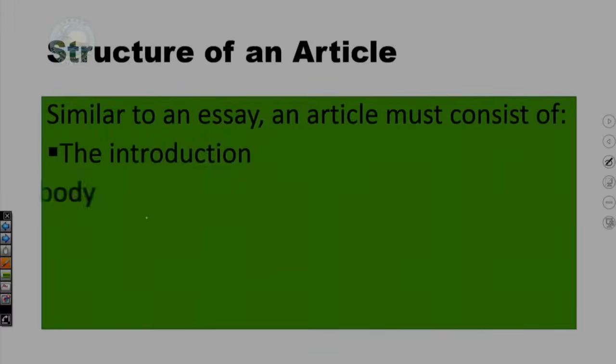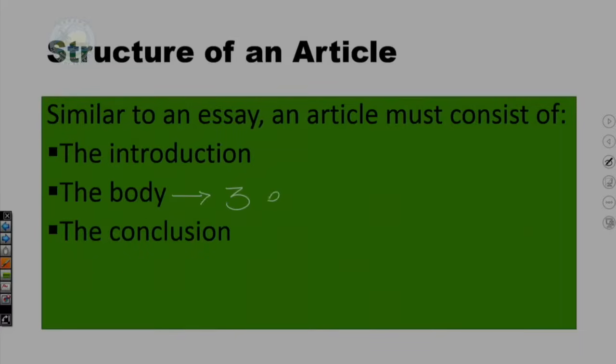So, the structure of an article. Similar to an essay, an article must consist of the introduction, the body, and the conclusion. Simply put, these are elements of essay writing that you're quite familiar with. So this is a recap. The article must have an introduction, a body, and a conclusion. And I'm stressing here, when you look at the body, try to include at least 3 elements. And when I say 3 elements, I'm referring to paragraphs.